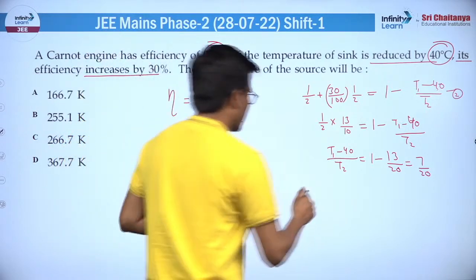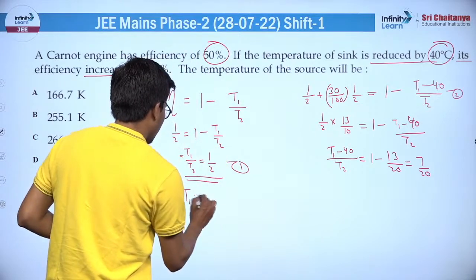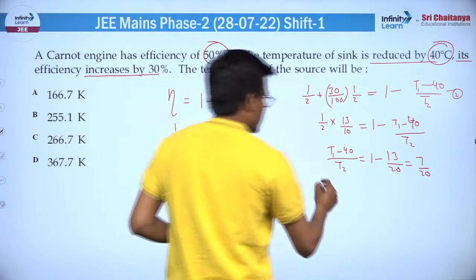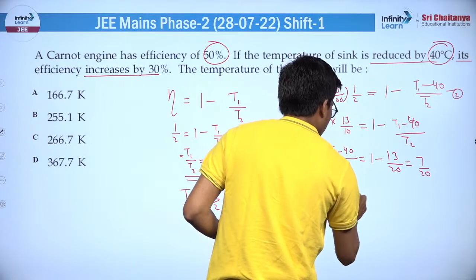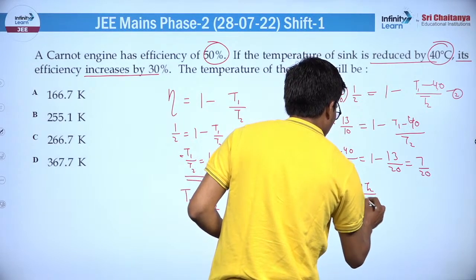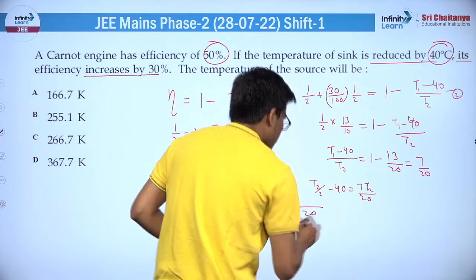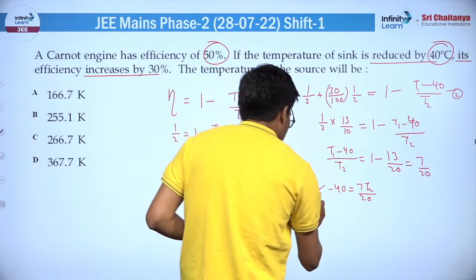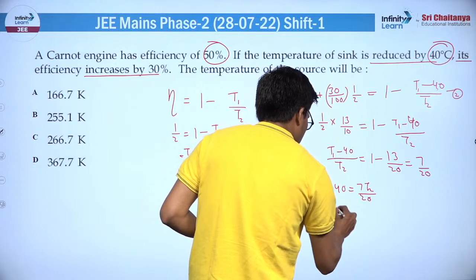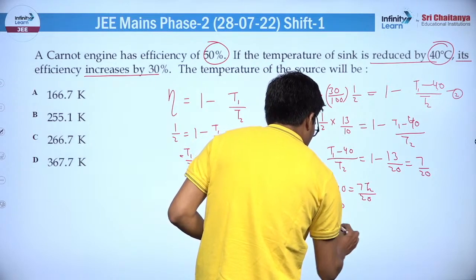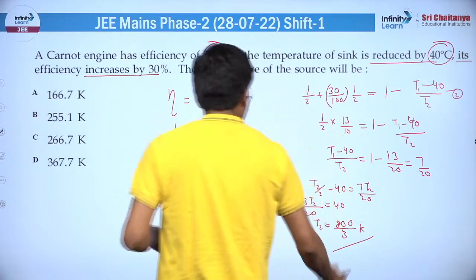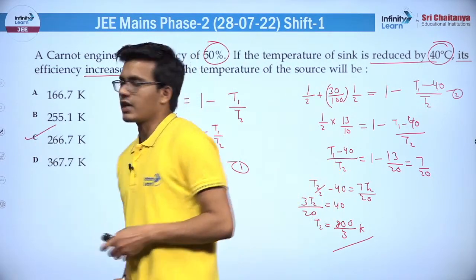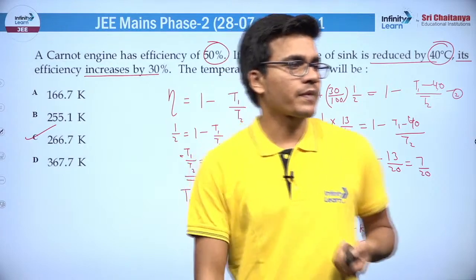So T1 I can write from here as T2 by 2. So just put here T1 as T2 by 2. So T2 by 2 minus 40 is equal to 7 T2 by 20. 20 is the LCM. So 10 minus 7, that is 3 T2, is equal to 40. So T2 is 800 by 3 Kelvin, that is 266.7 Kelvin, given in C option, right?